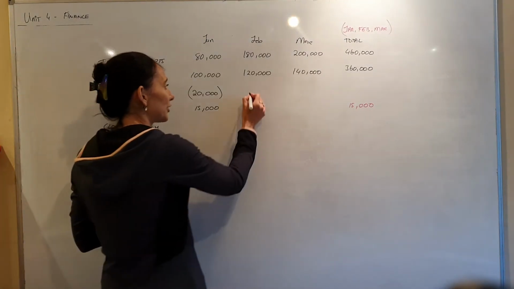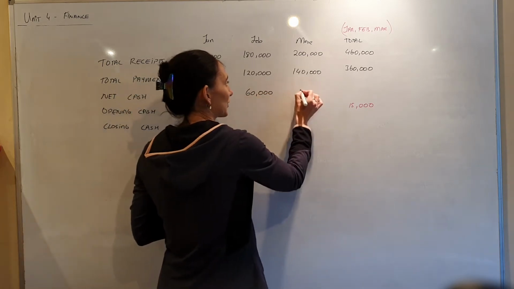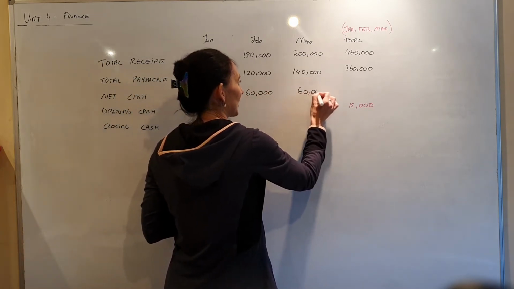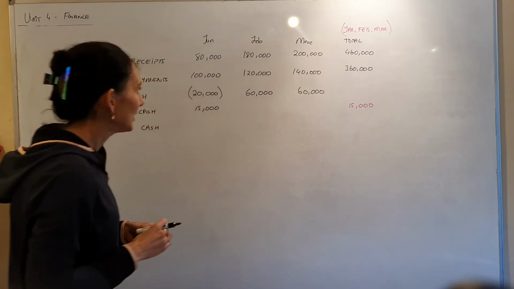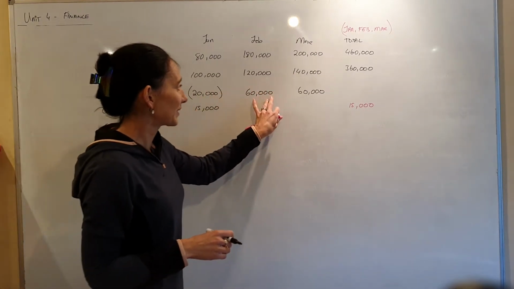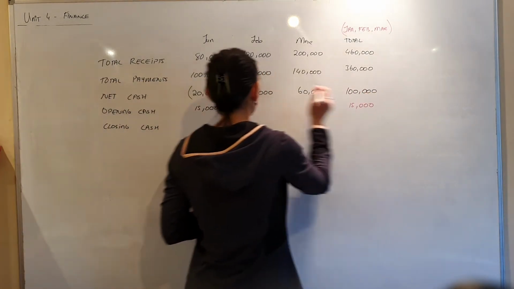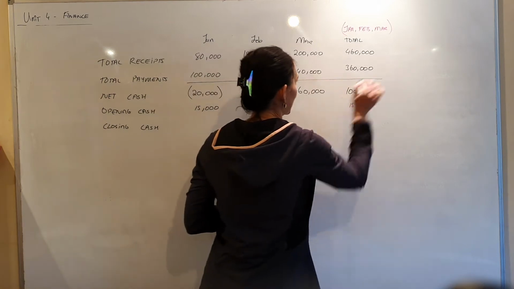In February, you turned it around, you made 60,000. In March, you turned it around again and you made another 60. You really want them the same, but it doesn't matter. So altogether over 3 months, you're down 20, you're up 60, so you're up 100,000. Again, I can put a line across there.